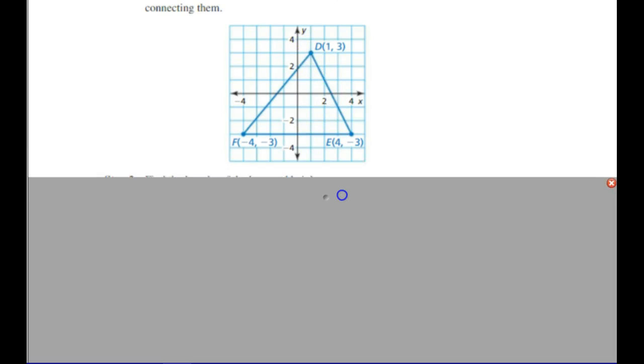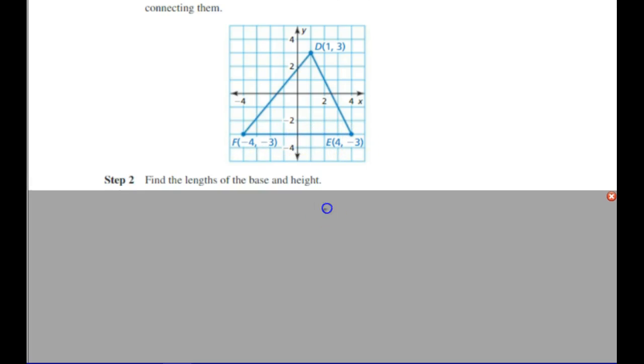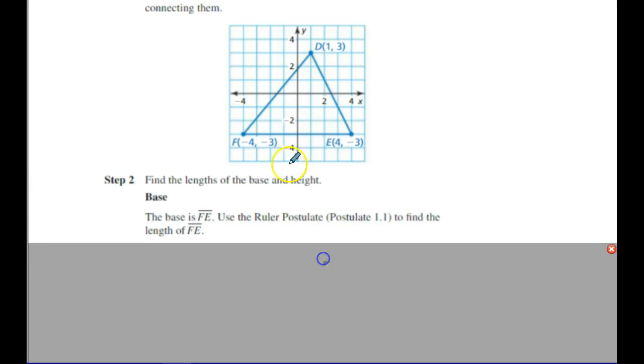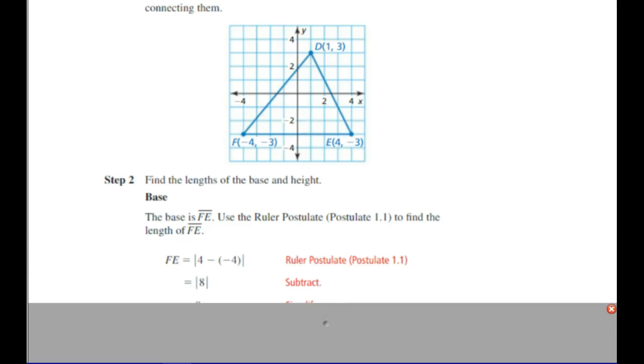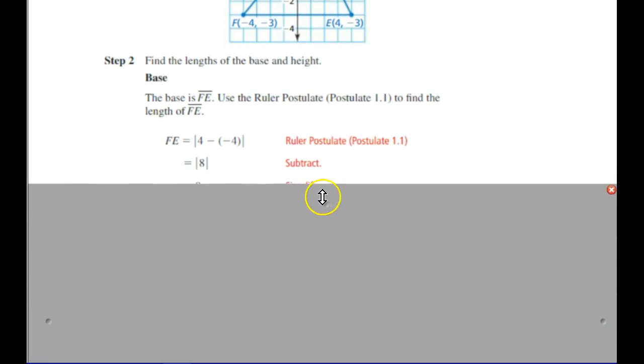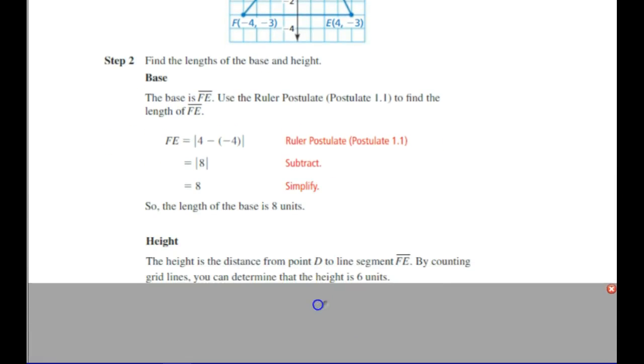So I can do that literally just by counting, because I'm going to use this flat side that goes straight across at no angle as my base, just to make life easier, because then I don't have to use the distance formula. I can literally just count how far it is. So we're going to use that base is FE. So I can use my ruler postulate, and it doesn't matter if you know the names of all of these, just know that I count how far it is. So I find that that length is 8 units, and then I would need to find the height.